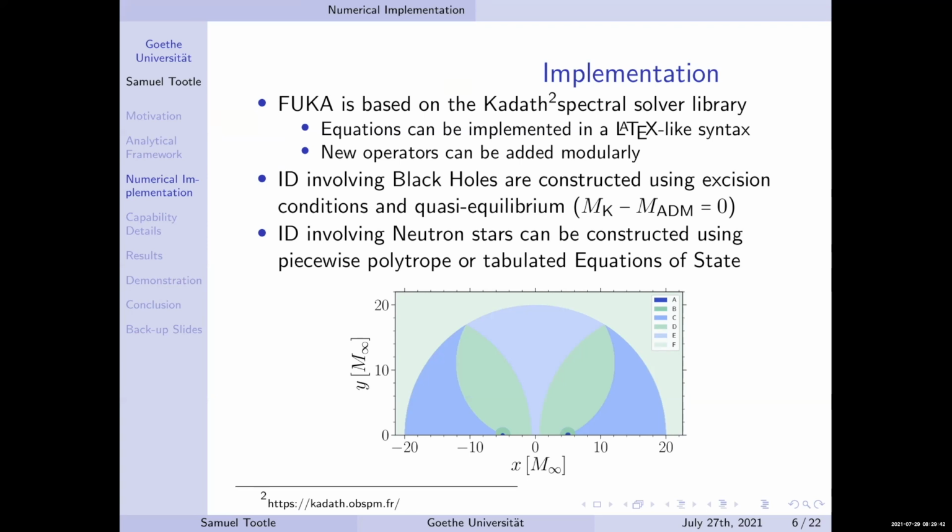Initial data involving black holes are constructed using the excision conditions, such as those developed by Cook and Pfeiffer, with the initial assumption of quasi-equilibrium. So the Komar mass and the ADM mass are assumed to be equal. And in the case of initial data involving neutron stars, we can do piecewise polytropes or tabulated equations of state. On the tabulated side, we currently use the Lorene format for equations of state just because it's very common, readily available, and we had plenty of them sitting around. This could be adapted to others if it was really necessary, but that's the way that it's set up right now.